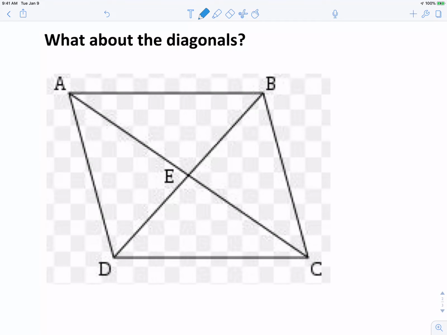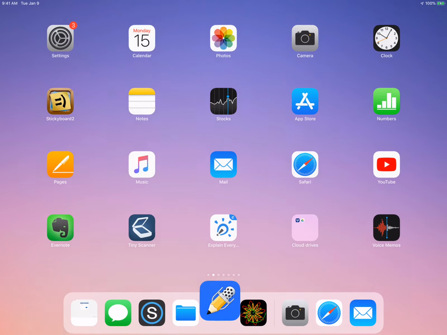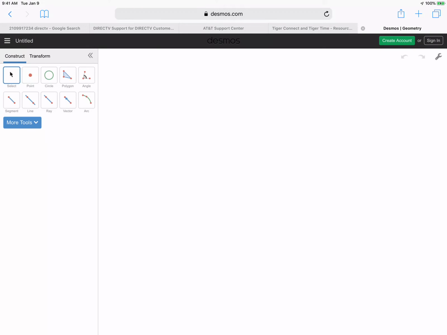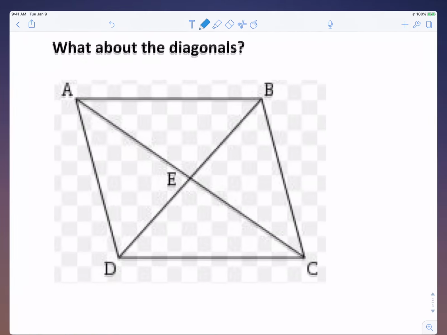Okay, now we're going to look at what if we put the diagonals in a parallelogram. What property do those diagonals have? So let's go back here, or not, because it's not there anymore.